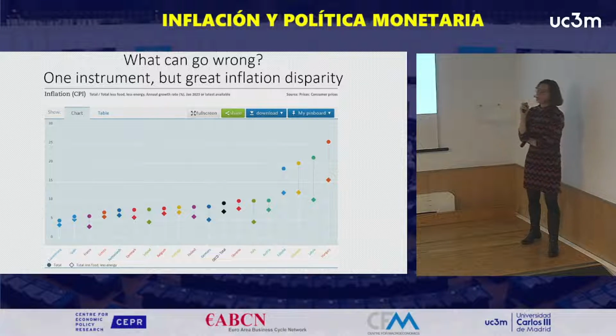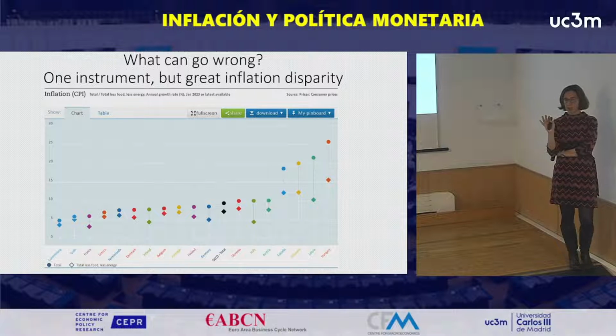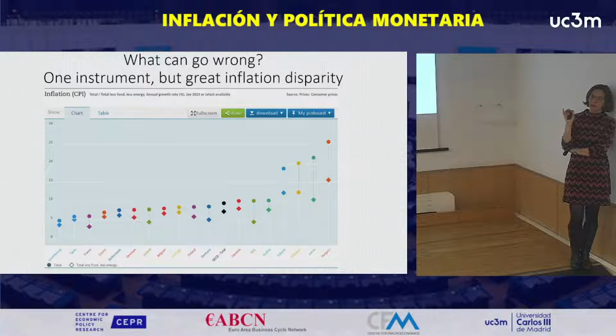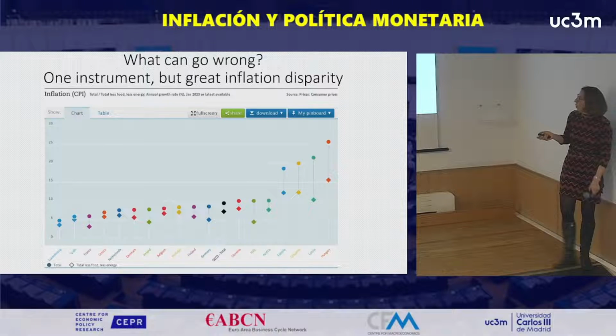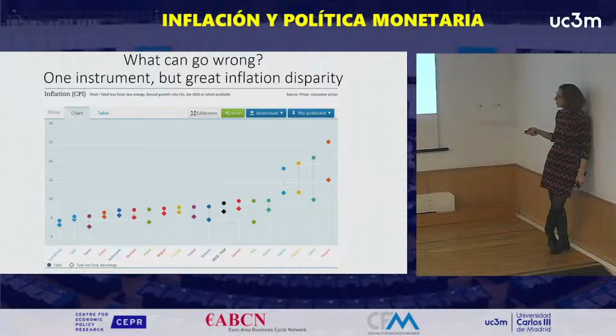Okay, now another thing that is not discussed at all in policy discussions has to do with the fact that here we are going to intervene with one instrument, which is the nominal interest rate, to affect the real interest rates, but then I don't have one inflation. I have dispersed inflation in Europe. Well, this is what you can see in this graph. Inflation, whether we look at total or the one without energy price inflation, you can see that it varies between 5% and 6% in Spain to 25% in Hungary and 20% in Latvia.